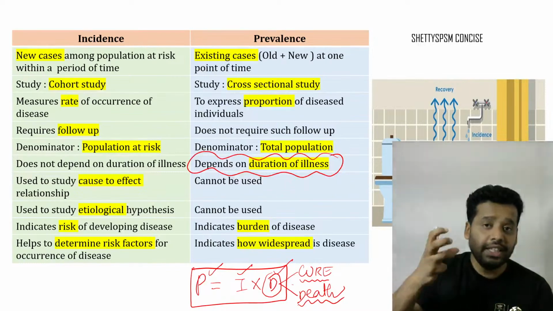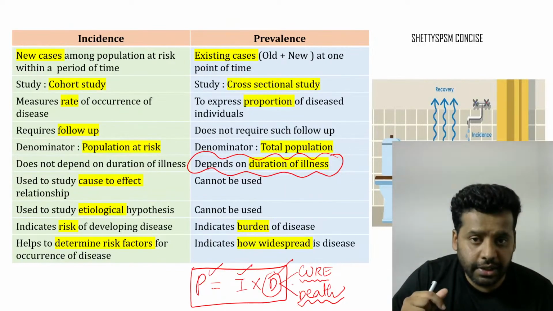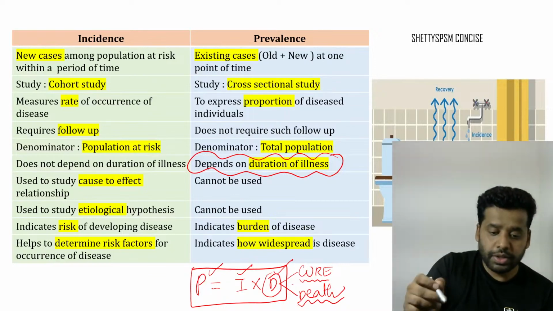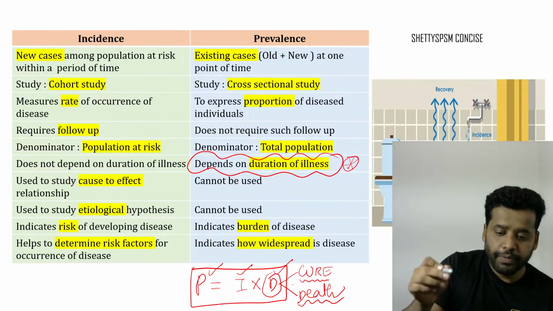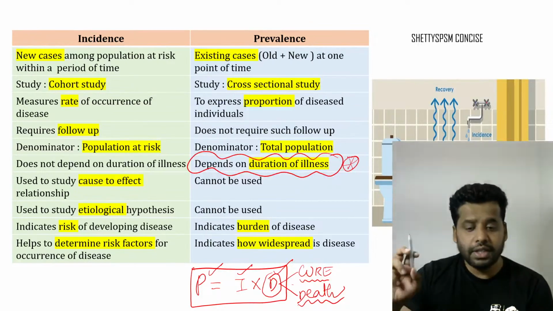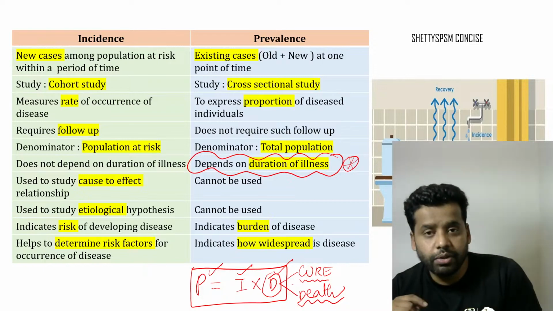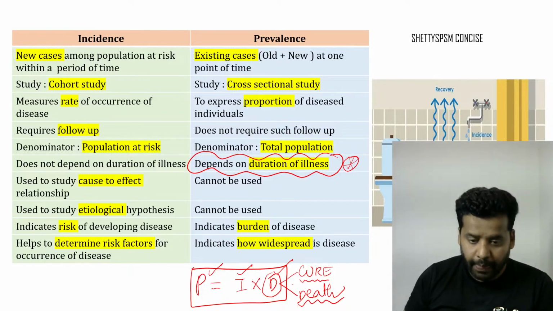Yes, correct. These diseases are chronic diseases. Chronic diseases will have more prevalence. So if they frame this question, prevalence of disease depends on duration of illness, the answer is correct. So got my point? Keep this equation. P is equal to I into D.